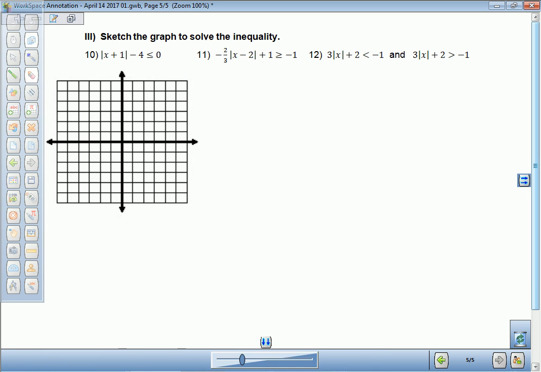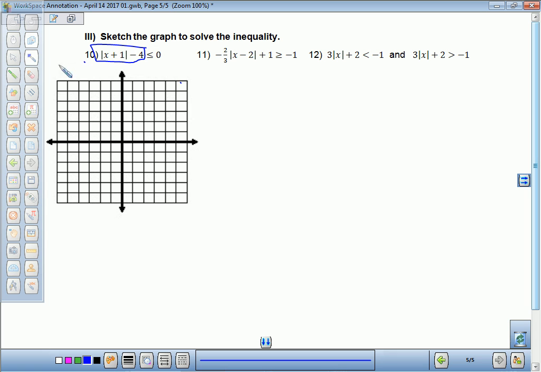Last one we're going to do together. This is number 10 at the bottom. Now, we can also solve these algebraically or graphically. Now, if we do it graphically, this part is what you think of as your function. Y equals the absolute value of x plus 1 minus 4. So I'm going left 1, down 4, and then normal moves. Draw in my V.